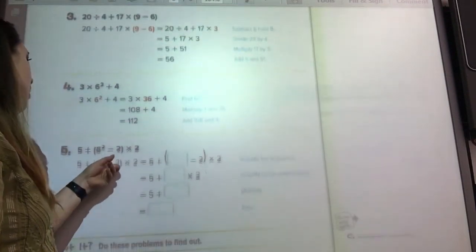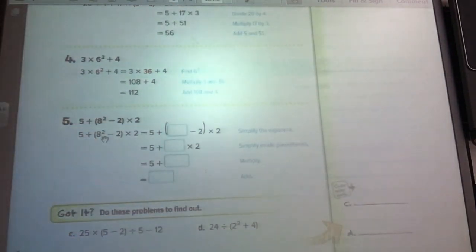For the next example, they gave you an exponent. And they have 3 times 6 to the second power plus 4. So you have to figure out the exponent first because you don't have parentheses. And the next one in PEMDAS, or please excuse my dear Aunt Sally, is exponents. So they did that for you. 6 times 6 was 36. And they rewrote it: 3 times 36 plus 4. Then they did multiplying. 36 times 3 got 108 plus 4, and they got a final answer of 112.